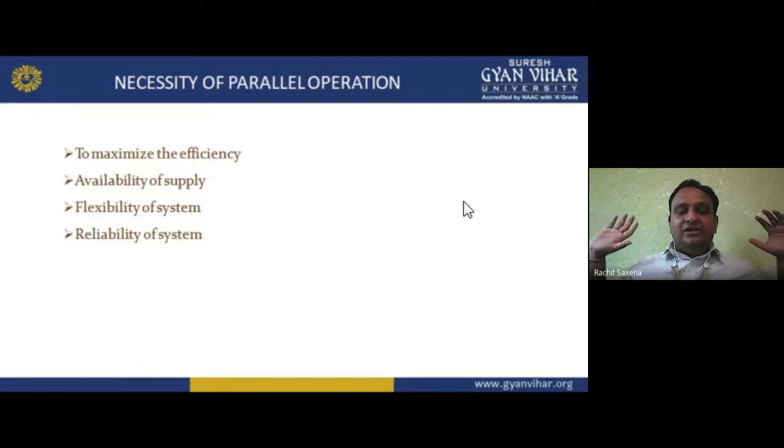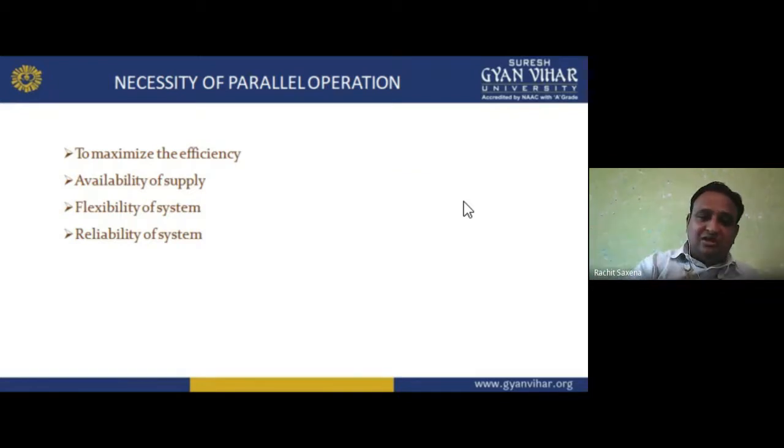If one transformer is having a shutdown, means a fault in it, another transformer can take the load and we have the availability of supply at all times. So first, maximize the efficiency. Second, availability of supply. Third is the flexibility of the system. Now what can we do? With a parallel operation, we can make a flexible system. So two or three transformers are in parallel. One transformer can go for maintenance, so the other two will take the load. So flexibility. Now reliability also.